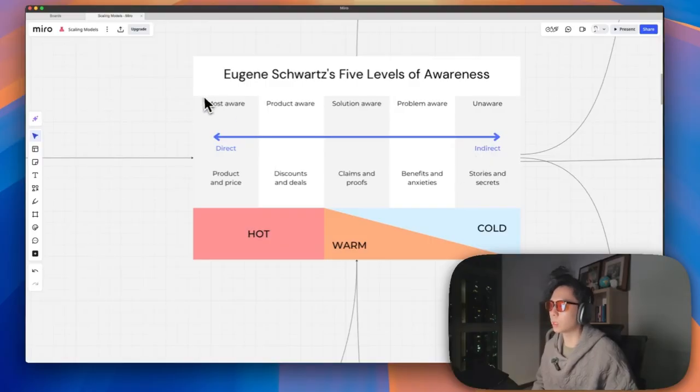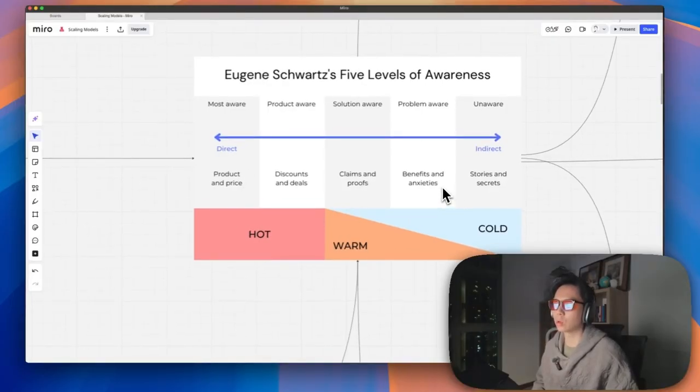The most straightforward type of advertising is, of course, with most aware types of ads. This is where you're really competing on product and price. But where you start to generate a lot more revenue and upside is when you can tap into problem-aware and unaware crowds, because this is where the majority of people are at. And so this is where you talk about benefits and anxieties, stories and secrets, and really tapping into a blue ocean of prospects.